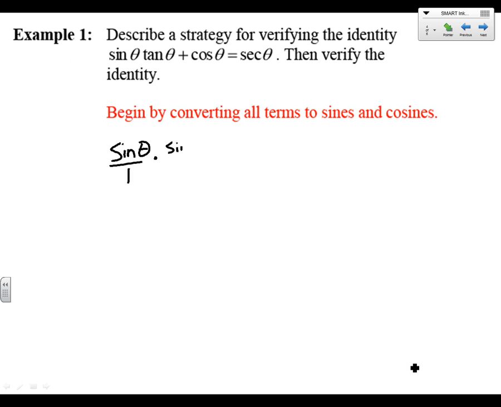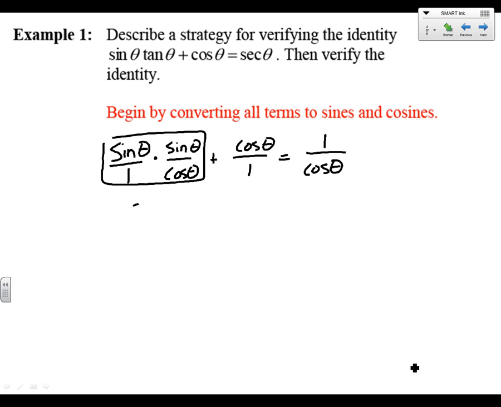Tangent is sine over cosine, plus cosine, put a 1 underneath there, equals secant. Secant is 1 over cosine. All right, let me clean up this part right here. That turns into sine squared theta over cosine theta plus cosine theta over 1 equals 1 over cosine theta.